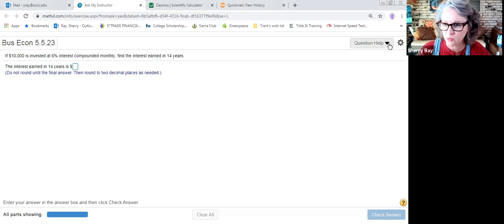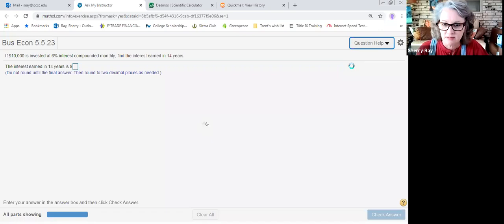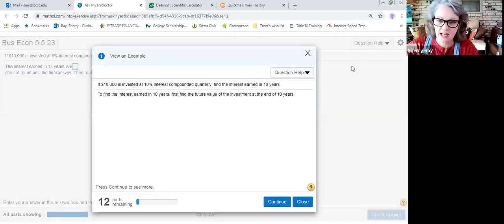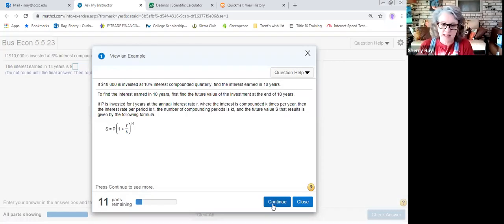when you go to your question help, if you don't see a formula there, and in this case we don't, view an example. It's going to give you a similar example, but it's going to give us a formula to use. And this formula is S equals P(1 plus R over K) to the power KT. Okay, this is our formula.